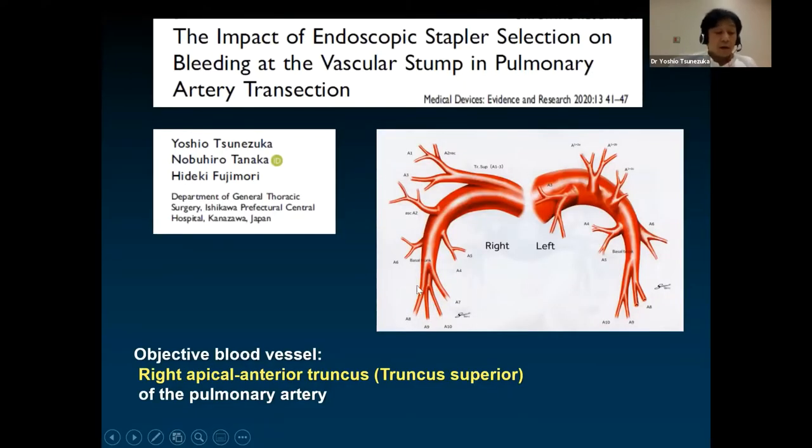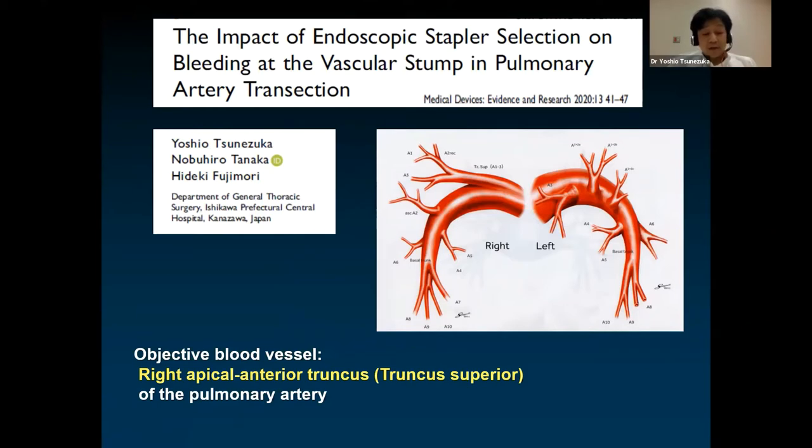So I have experienced some intraoperative pulmonary artery oozing or bleeding. The frequency varied according to the staple kind, excluding surgeon technique. Our article's purpose is to assess pulmonary artery bleeding. The definition of bleeding is oozing following transection of the pulmonary artery with several powered and manual staplers.